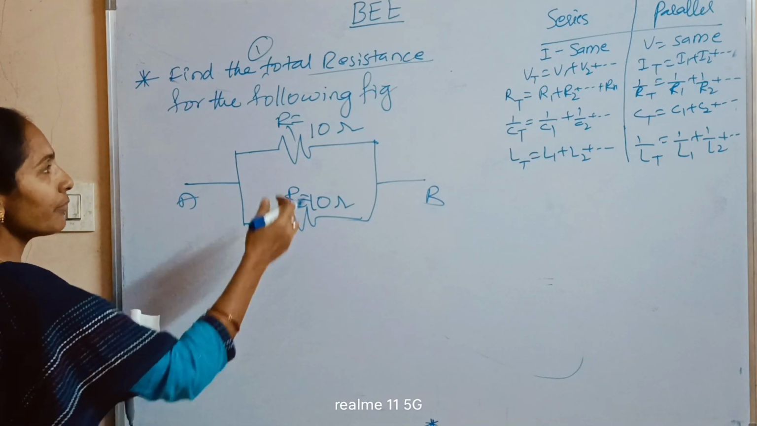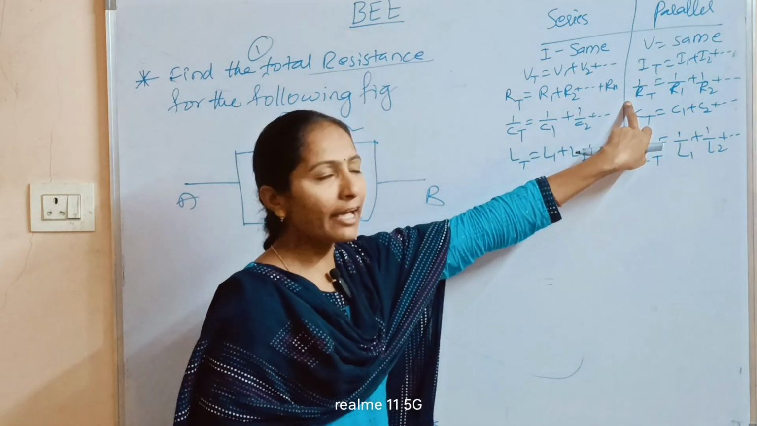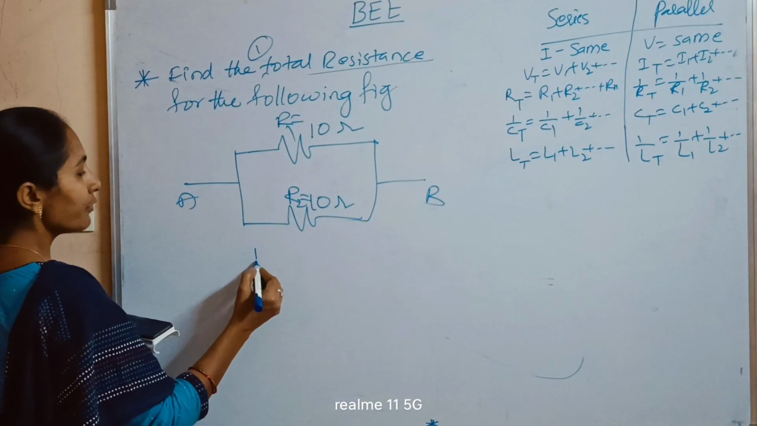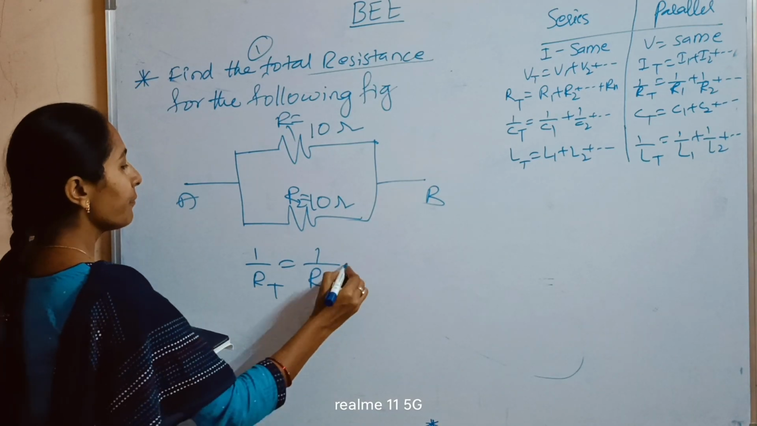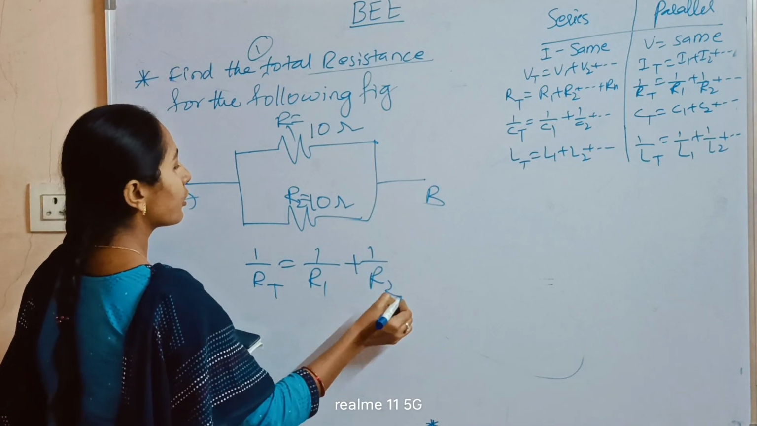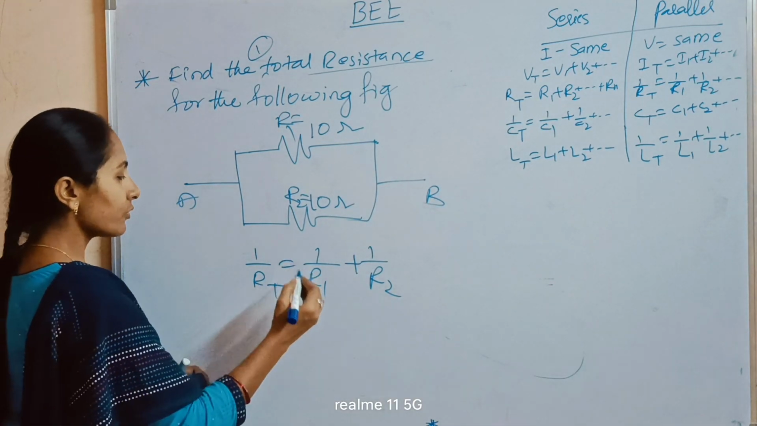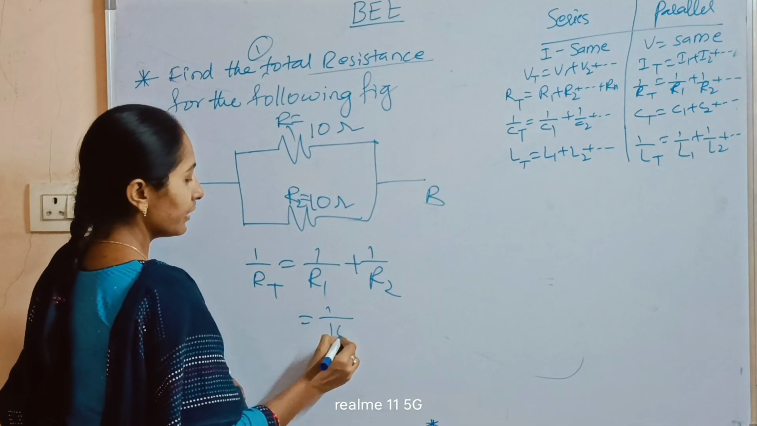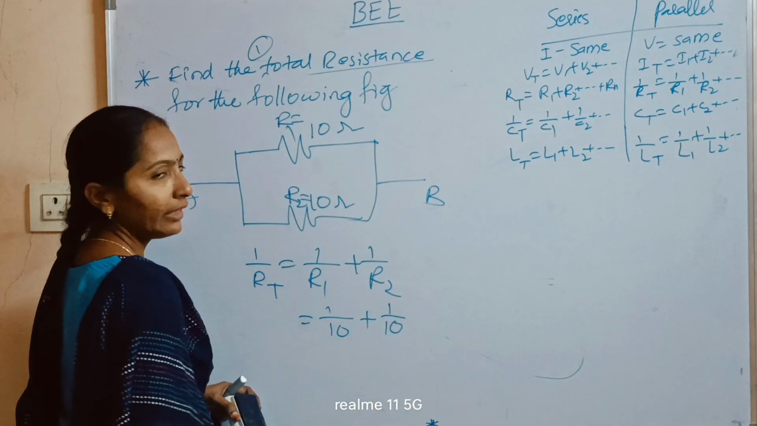Now what is the formula for R total for a parallel combination? That is 1 by R total equals 1 by R1 plus 1 by R2. Here only two resistors are connected in parallel. So now 1 by R1, R1 is 10, plus 1 by R2, which means 1 by another 10.